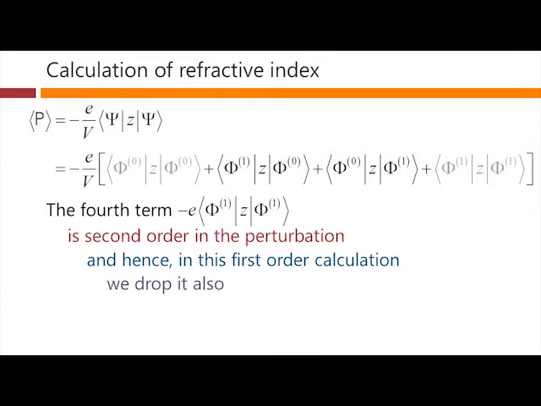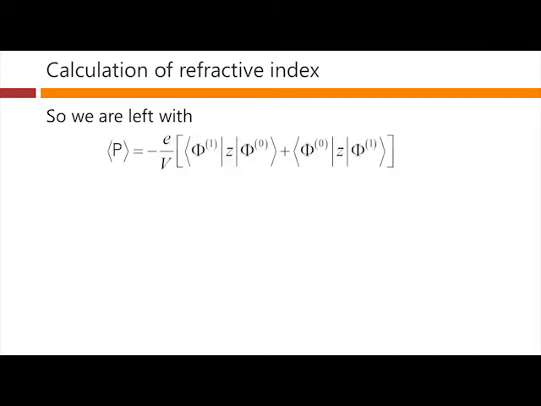We'll drop that one. You can see by contrast that these terms are overall just first order in the wave function. At least we could think of there being a gamma associated with this phi 1 and a gamma associated with this phi 1. So we're left with just two terms in our expectation value of the polarization to first order in the perturbation here.